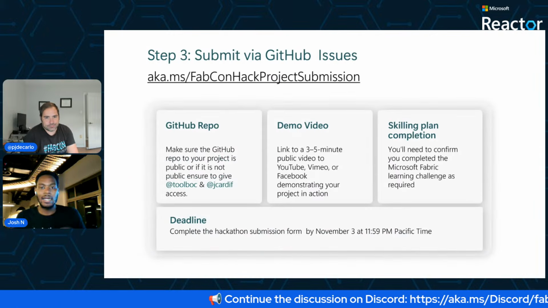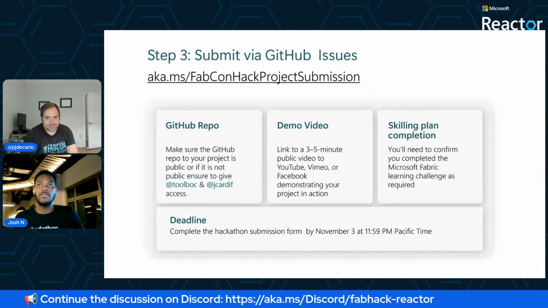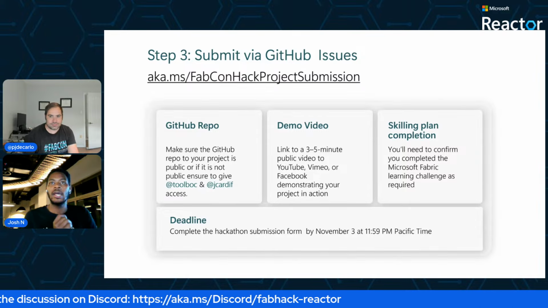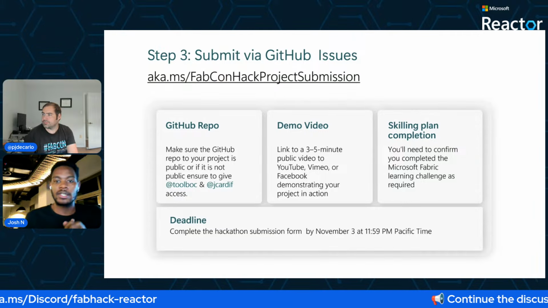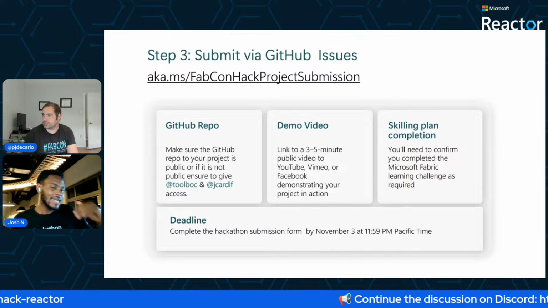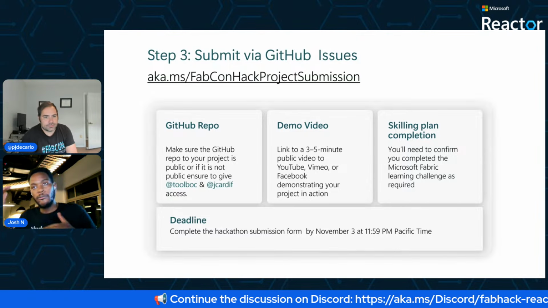Now, the third critical step is just submitting it. The submission for this is going to be via GitHub issues, and the link to submit is here, aka.ms/FabCon Hack Project Submission. If you go there, it directly opens a form on GitHub issues, and it's just supposed to ensure that you fill out all the details.